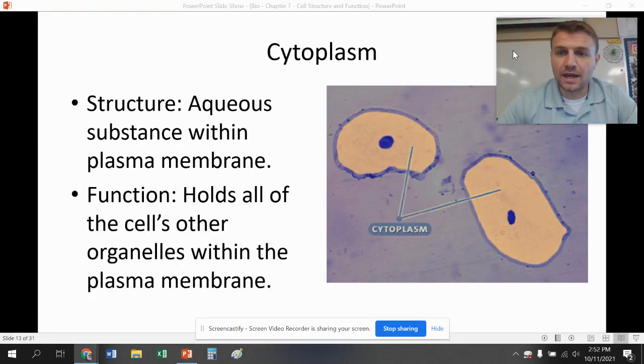Next is the cytoplasm, and this is the aqueous solution within the cell. All cells have a cytoplasm. So all cells will have a cell membrane, all cells will have a cytoplasm, and all cells will have some type of genetic material as well. The cytoplasm is almost like a liquid in the cell. Its function is to hold all the other organelles together, just like a container.